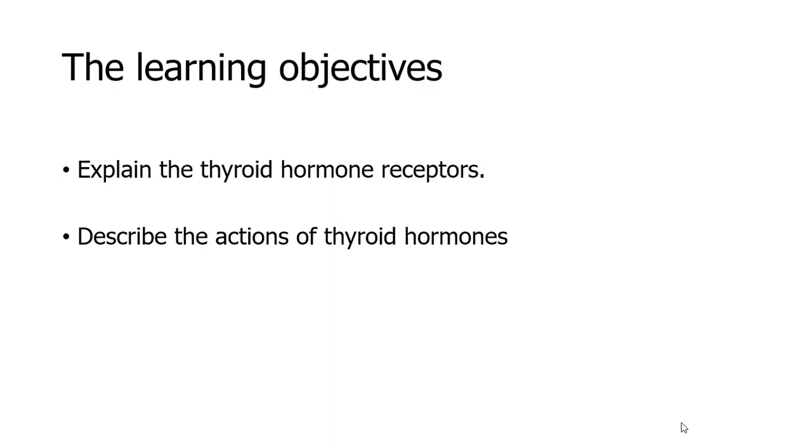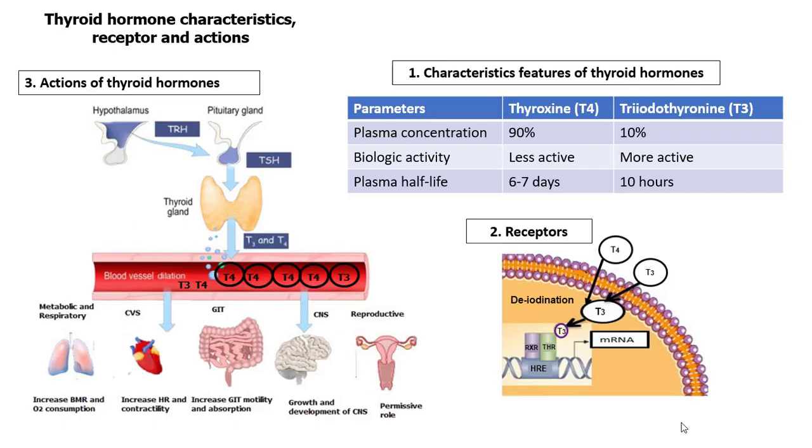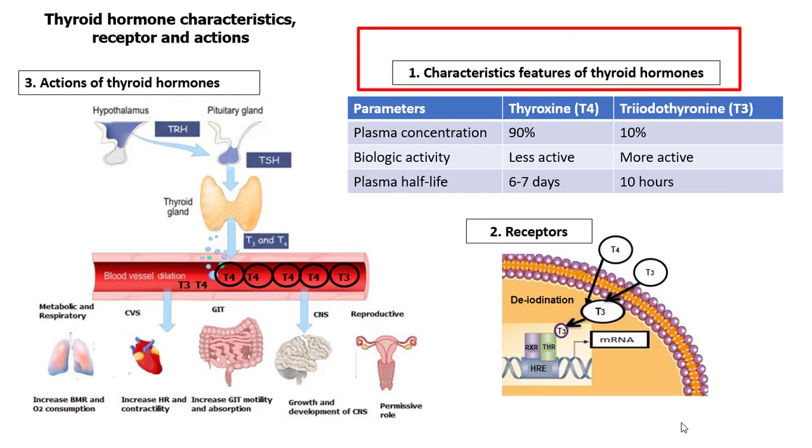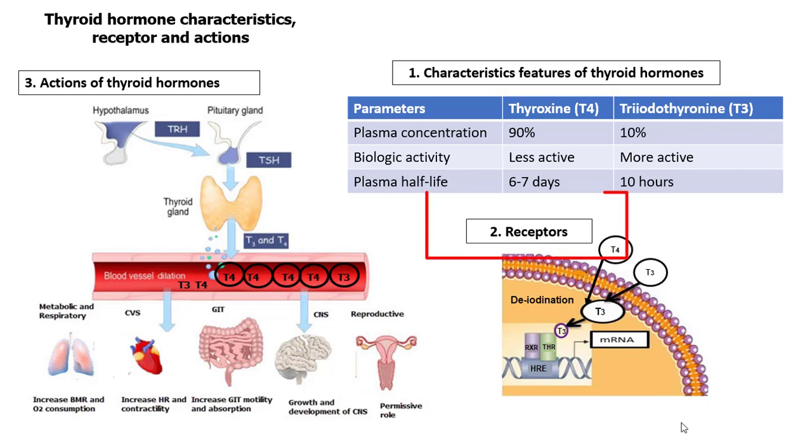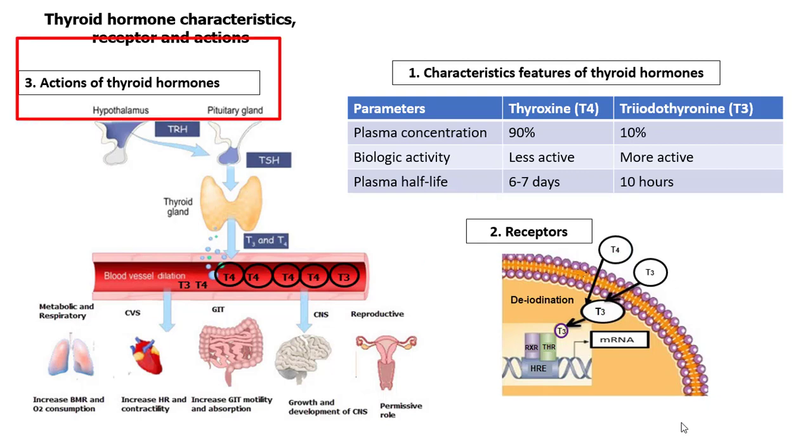The learning objectives. At the end of this class, you will be able to explain the thyroid hormone receptors and discuss the actions of thyroid hormones. In this discussion, I will be covering three areas. The first is the characteristics and features of thyroid hormones. The second part is concerned with the receptors of thyroid hormones, and the third part is the actions of thyroid hormones.